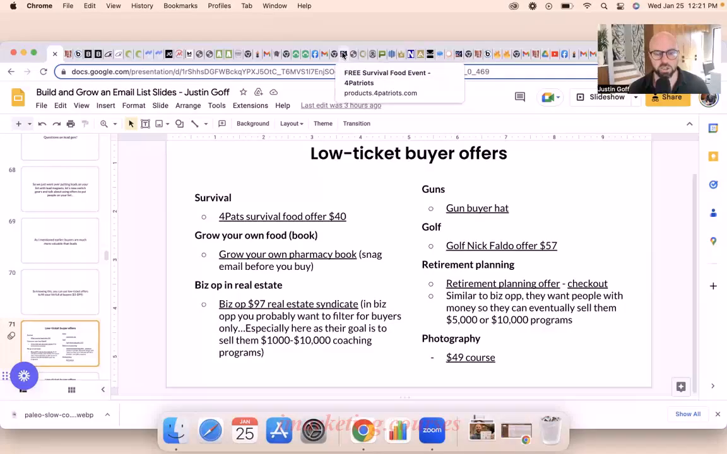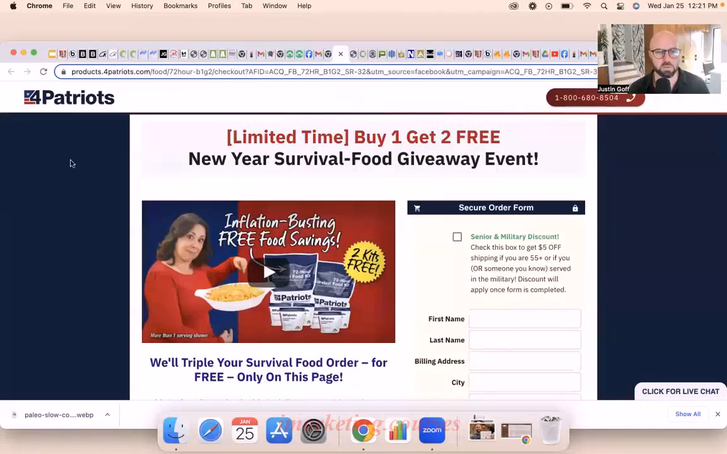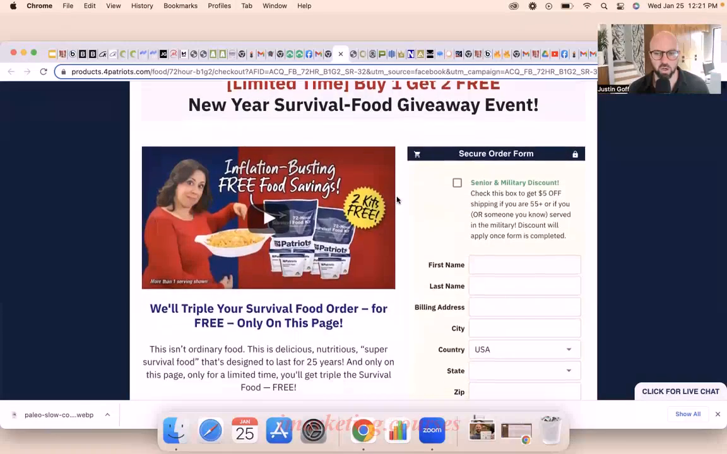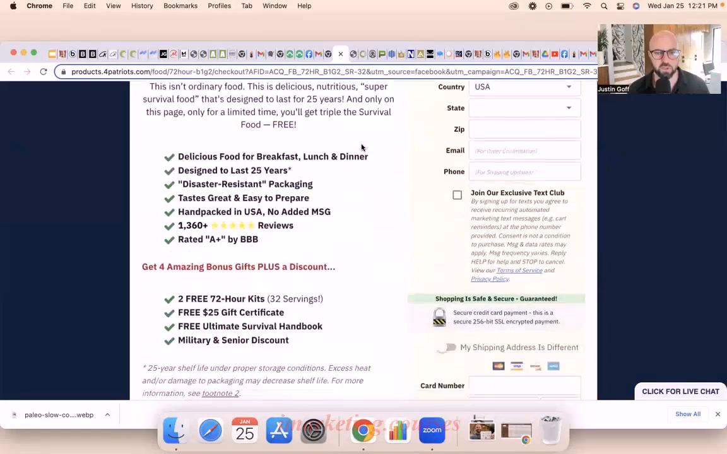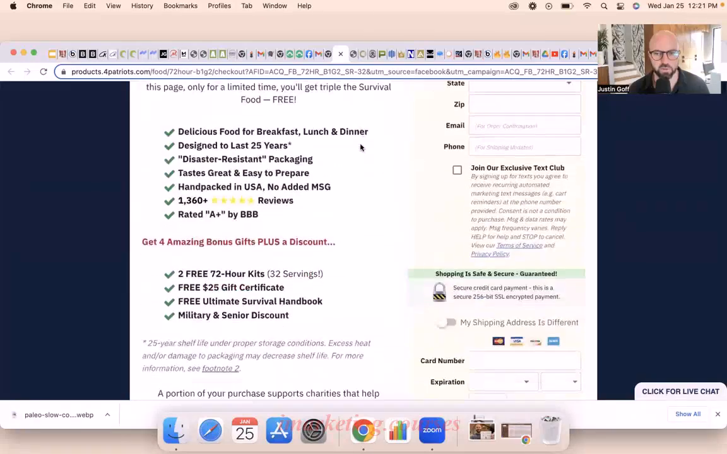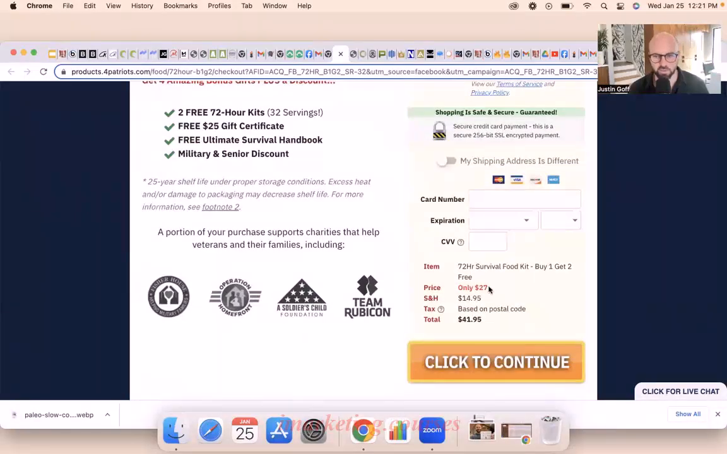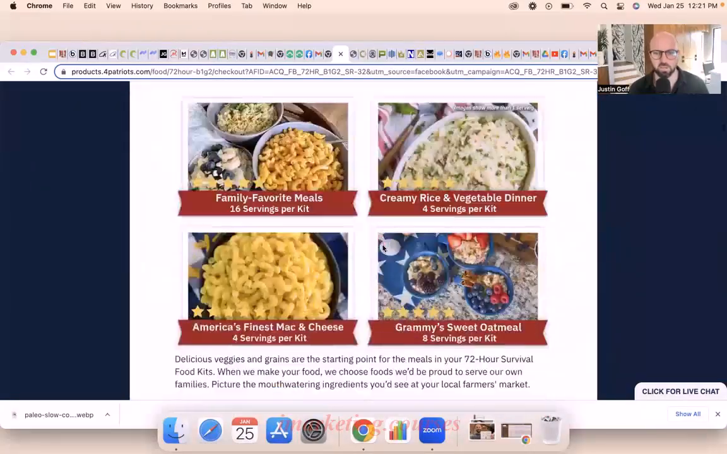In the survival niche, this was the sister company of my old supplement company. So 4Patriots, buy one, get two free survival food giveaway event. You're getting these 72-hour survival food kits, buy one, get two free. You can see the price down here, $27 plus $14.95 shipping and handling, so $41. That's what I would consider a low ticket buyer.